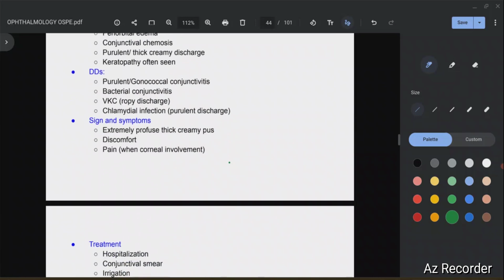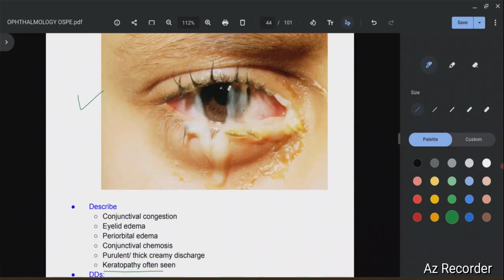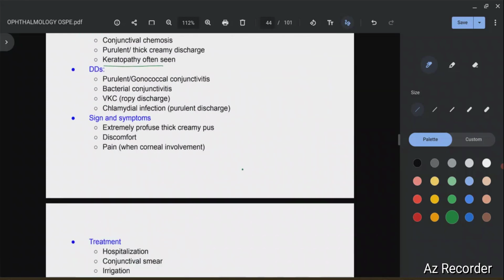What are the signs and symptoms of gonococcal conjunctivitis? There will be extremely profuse, thick, creamy pus, obviously. Then there will be discomfort, since this thick secretion is going to cause a lot of discomfort to the patient. Then there will be pain if the cornea is involved. You know that this can cause significant keratopathy because of the irritation caused by this thick, profuse discharge. So if the patient is complaining of pain, be aware that the cornea can be involved.